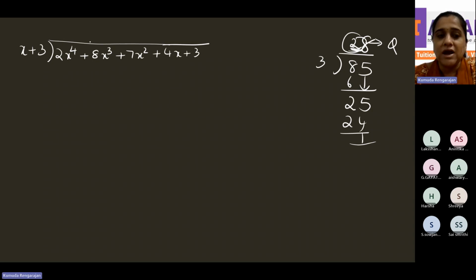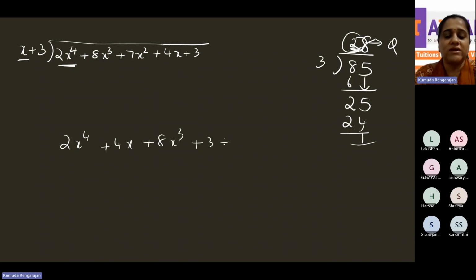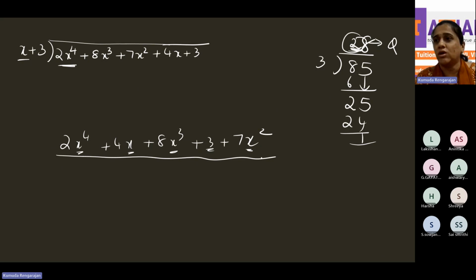In the same way here, the first step is to identify the first term of the quotient. And how do you get that? Divide the first term of the dividend by the first term of the divisor. Before that, make sure that the terms are arranged in the descending order of the powers of x. See, supposing the dividend is 2x to the power 4 plus 4x plus 8x cubed plus 3 plus 7x squared. See here, x power 4, x cubed, then constant and x squared. Then the terms are not arranged in the descending order of the powers. So do that rearrangement. You should not write the terms like this. Then you'll go wrong with the division.